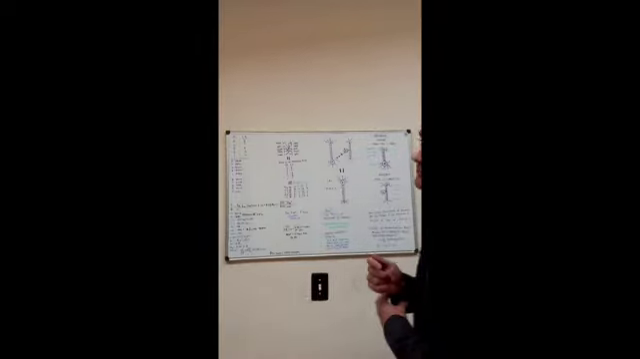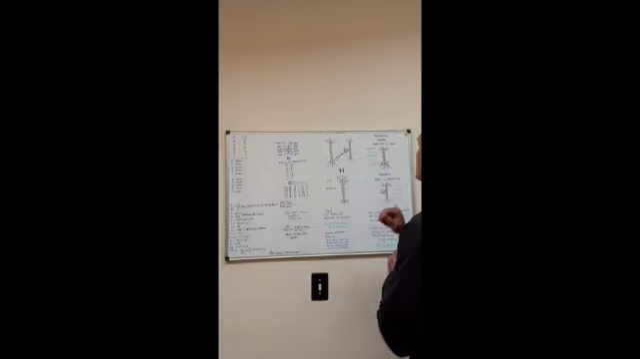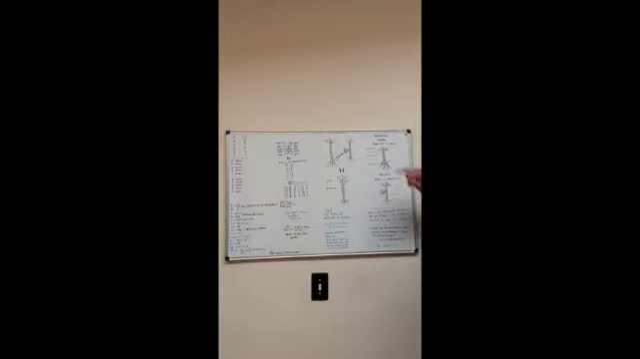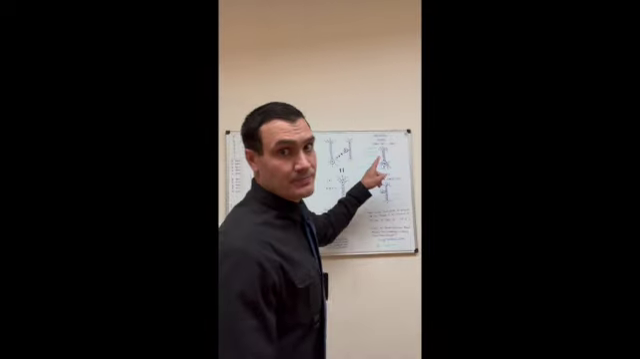We have two types of neurons: motor and sensory. Motor goes from the inner, which is the CNS, to the body. It looks like this.